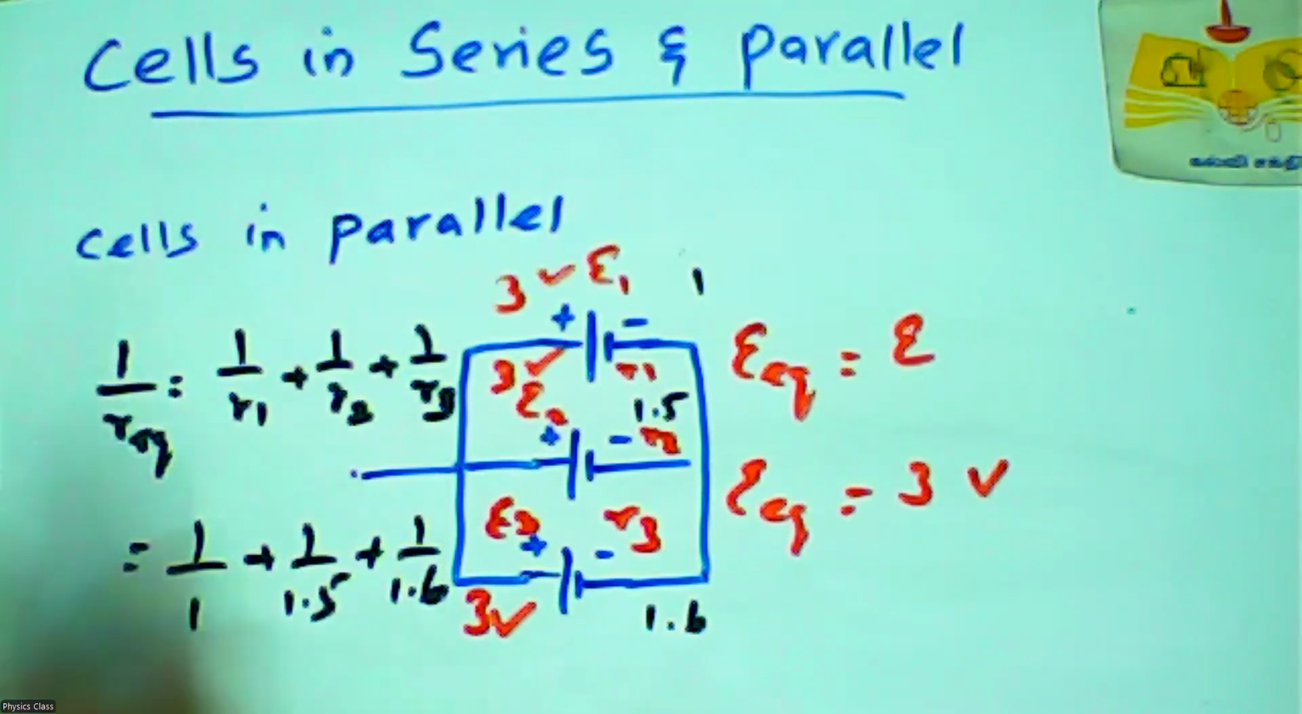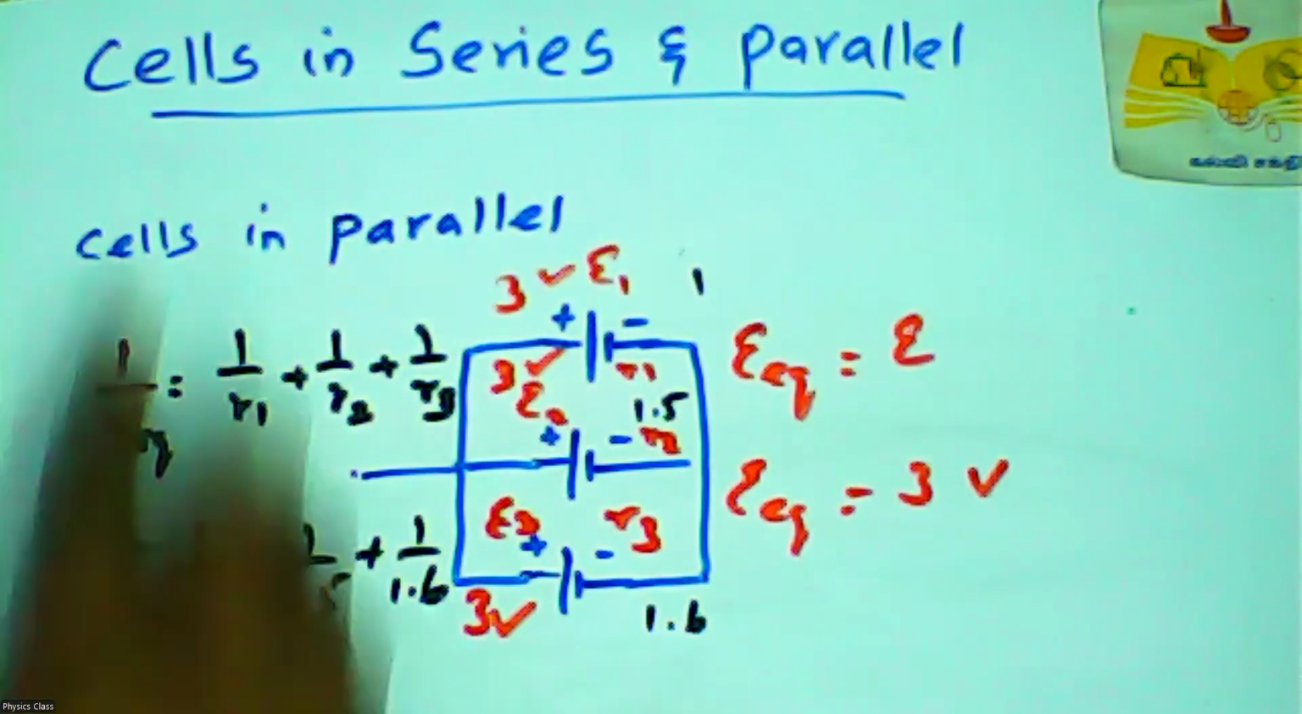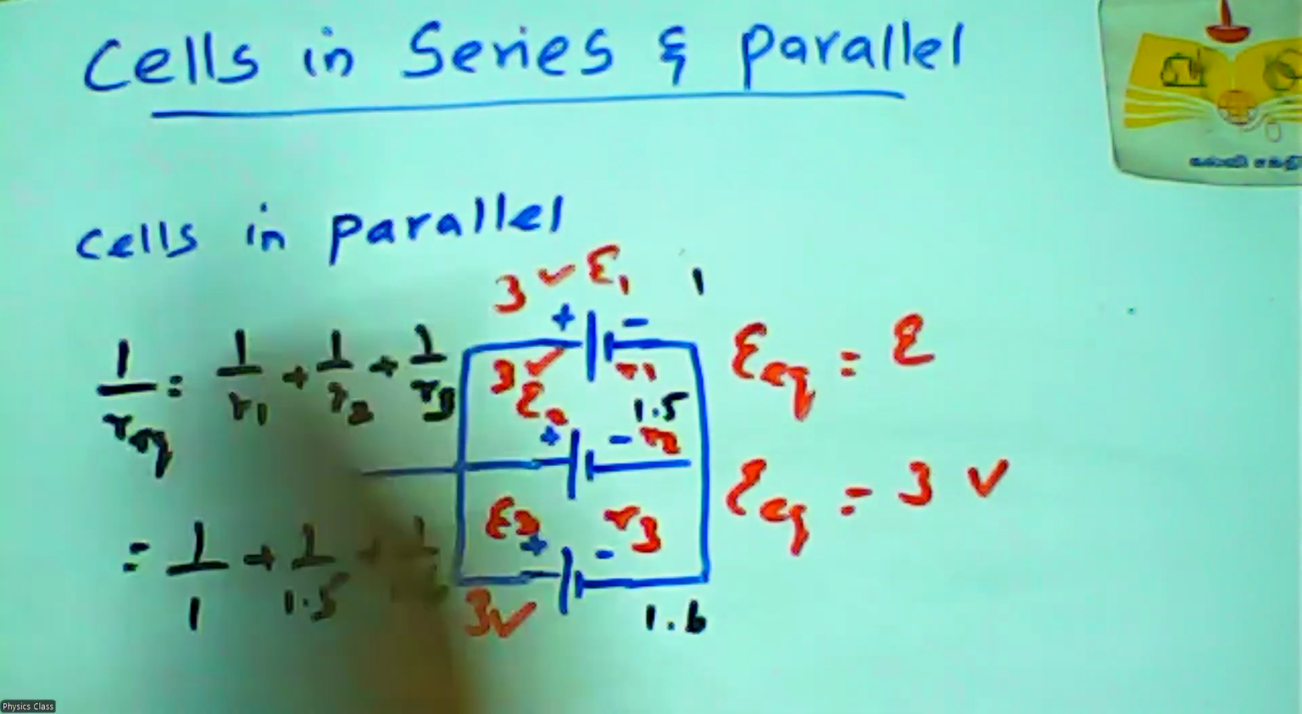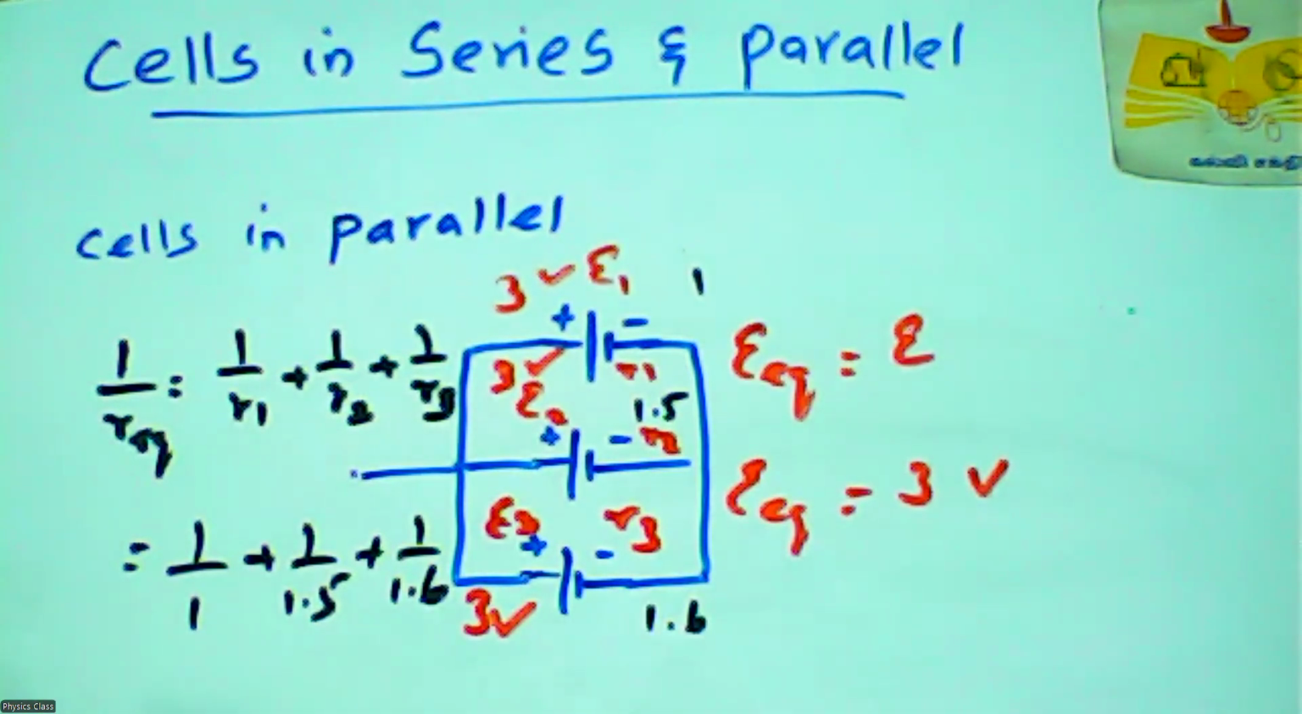Internal resistance means, as I already told you, every cell, every battery has an internal resistance. So this is cells in parallel. This is used for a longer battery life, or when we need a higher current. When we need a higher current, or when we need a longer battery life, we have to take the cells in parallel connection. Clear? Okay. Next one.